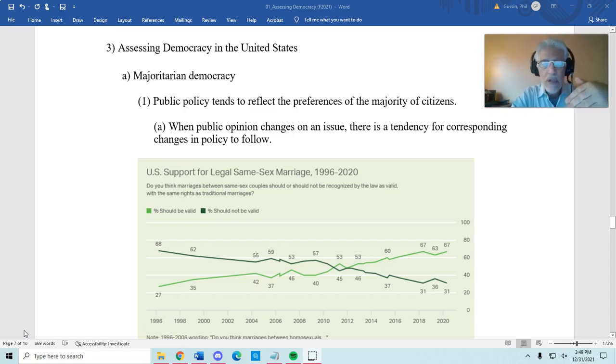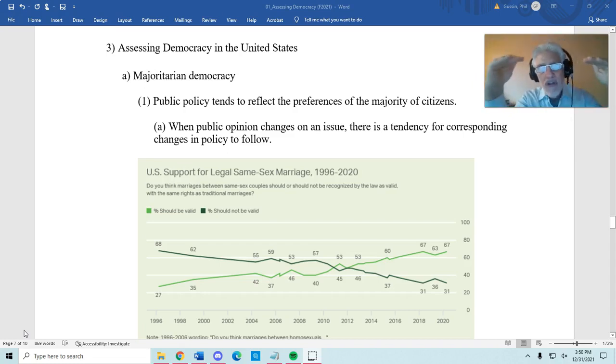And then as a corollary to that, is the idea that when public opinion changes on an issue, there's a tendency for a corresponding change in public policy to follow. That the government is in fact responsive when public opinion changes. But again, not that it changes quickly, but that it does eventually change.